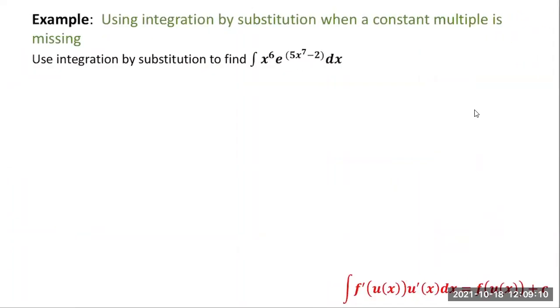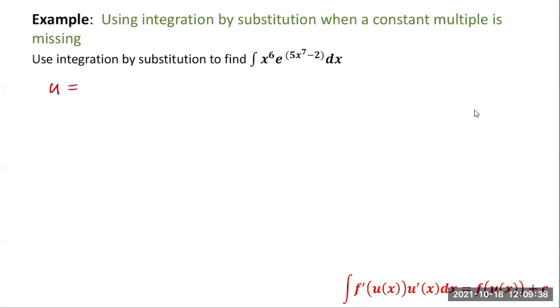Okay, the next example that I want to work on is this particular example. Use integration by substitution to find this particular integral. Sometimes you say integration by substitution, sometimes you say by U substitution. Those are synonyms. All right, let's try to use the U substitution here. So how can we use U substitution here? What should I take as U in this case?